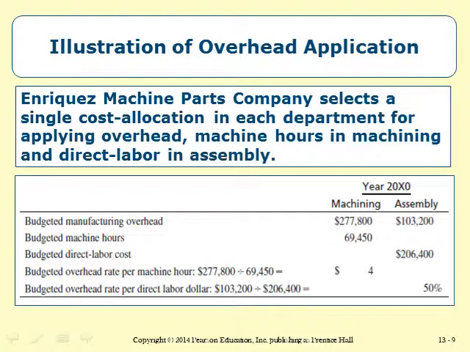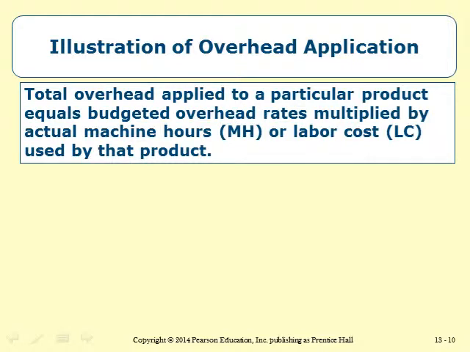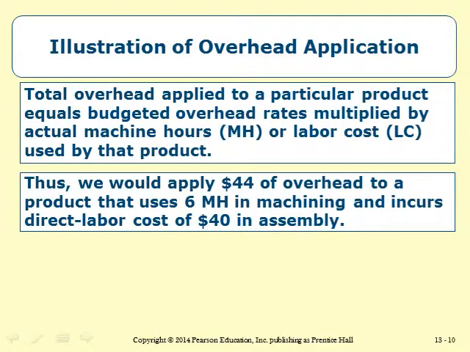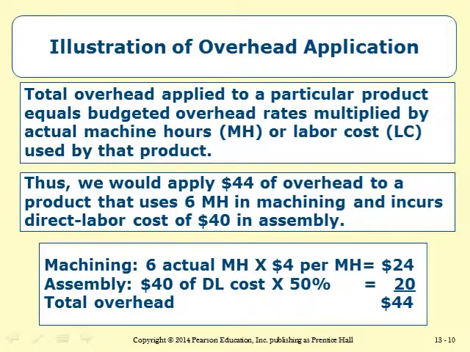And so you can see based on these budgets, we developed budgeted application rates for both manufacturing overhead and machine hour overhead. So note that the overhead rates are budgeted. They are estimates. Accountants at Enriquez then use these budgeted rates to apply overhead based on actual events. That is, the total overhead applied to a particular product is the result of multiplying the budgeted overhead rates by the actual machine hours or actual labor costs used by that product.